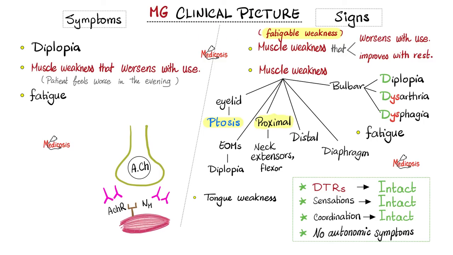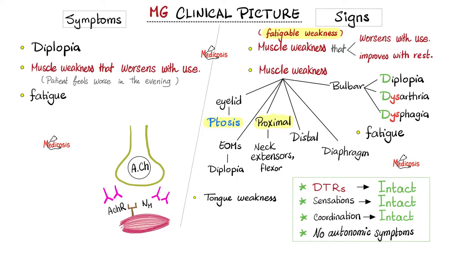Let's talk about the clinical picture, first of myasthenia and then of Lambert-Eaton. Myasthenia gravis symptoms: double vision, muscle weakness that gets worse the more I use it. So with repetitive movements, the weakness gets worse. I am also tired all the time. Signs: fatigable weakness, same thing, muscle weakness that worsens with use and improves with rest.